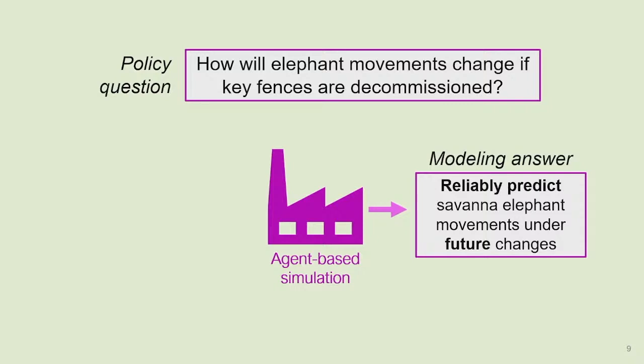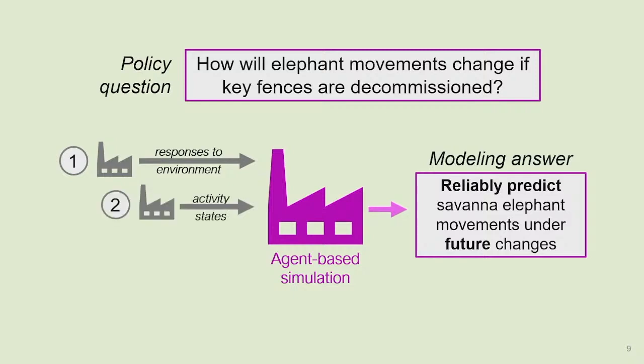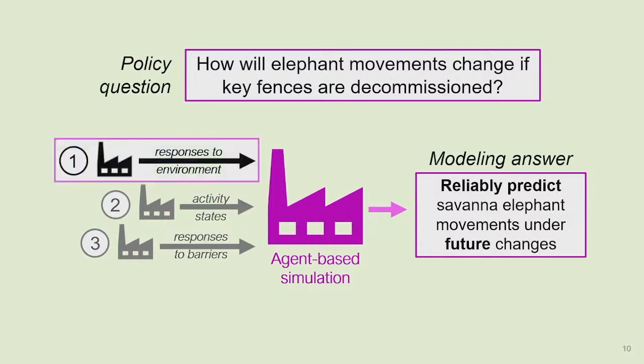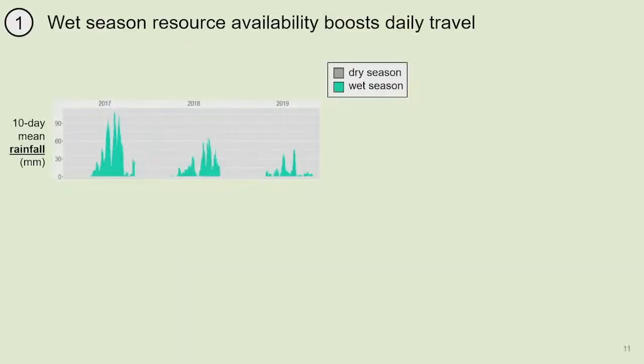These rules can be based on many features, but in particular, I'm going to be focusing first on responses to environmental features, activity states, and responses to barriers on the landscape, so those fences I mentioned before, and also roads. First, environmental responses. The following environmental relationships I'm going to present are already well established in this ecosystem, but I think it's important to quantify these relationships so that we can put them into the model correctly.